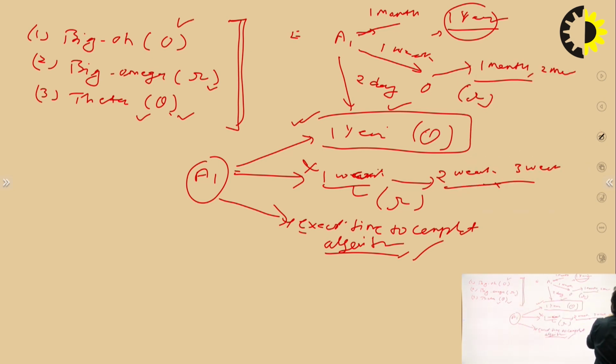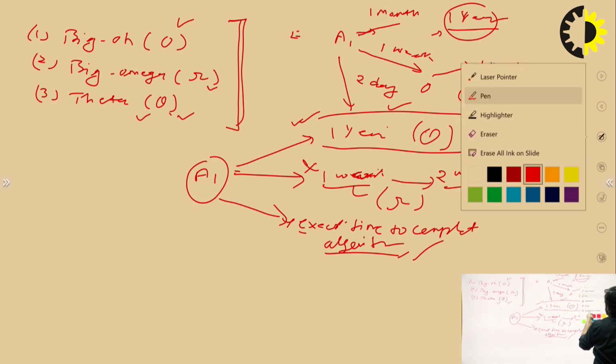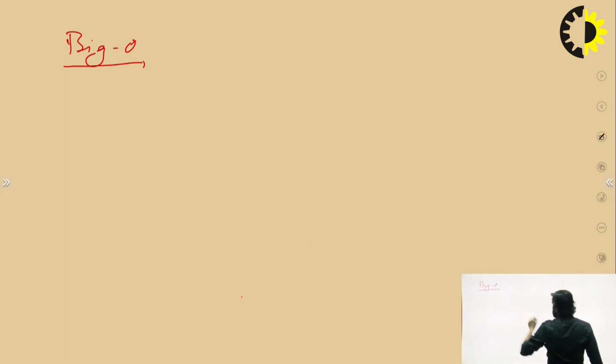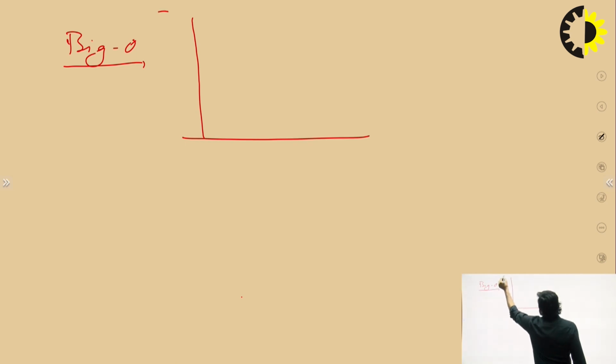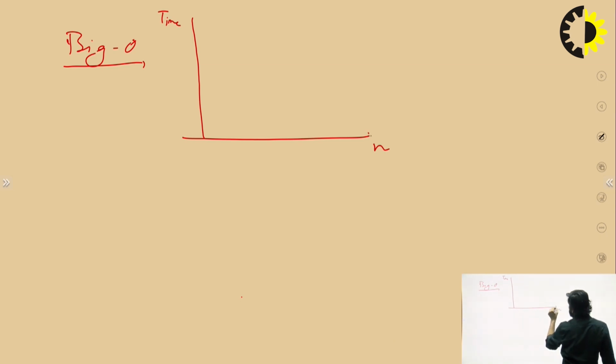Now we discuss the big O notation. We take a graph with time on one axis and the number of inputs, n, on the other. We take 1, 2, 3, 4 and 5.